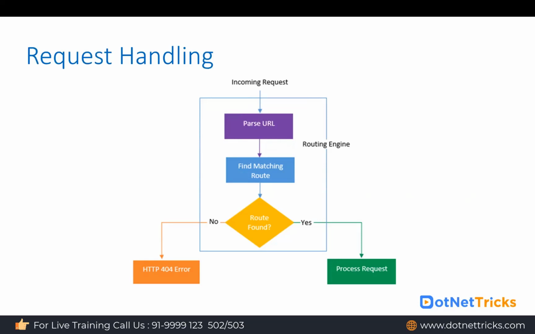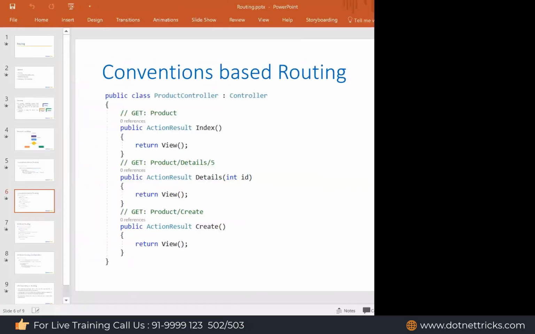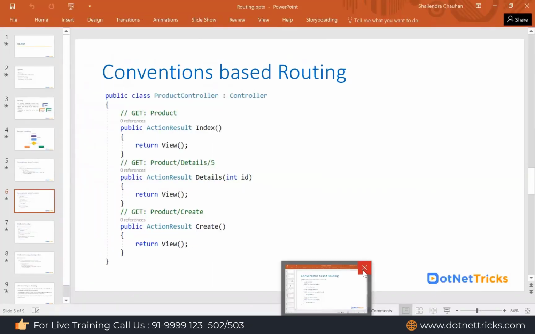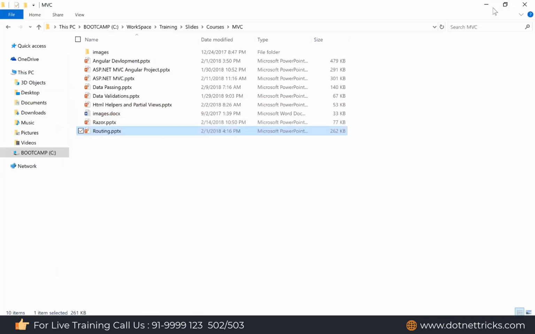And every route has a route pattern. So if the incoming request pattern matches one of the route patterns, then the route will be found. If a route is available, it processes the request. If a route is not available, it will return a not found error. So let me show you how you can create other routes in your MVC application.